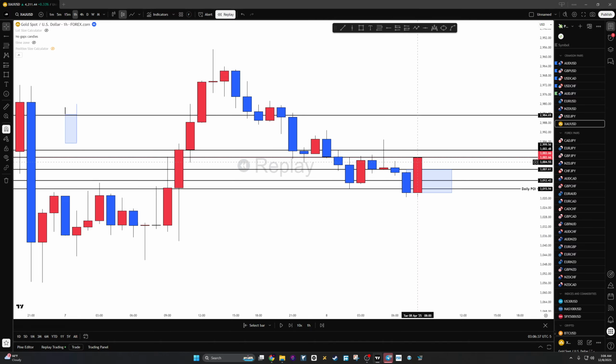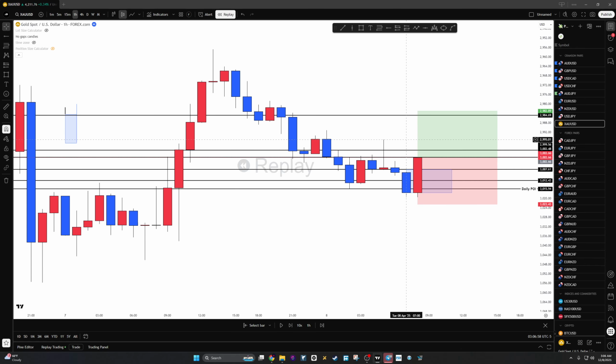And then we flip our range, so now we closed above this range. So now we are interested in buys because we're also above these points of interest. It doesn't matter as long as we're above any of these points of interest and we have a bullish range flip, we can enter the trade.